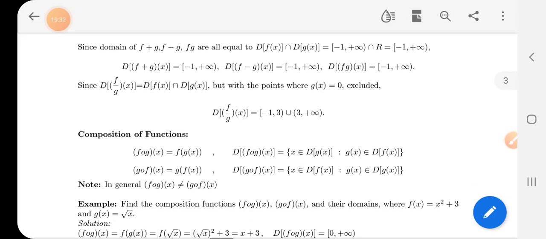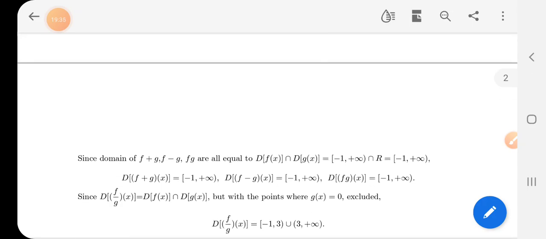In the next lecture we will cover the composition function and the inverse function.